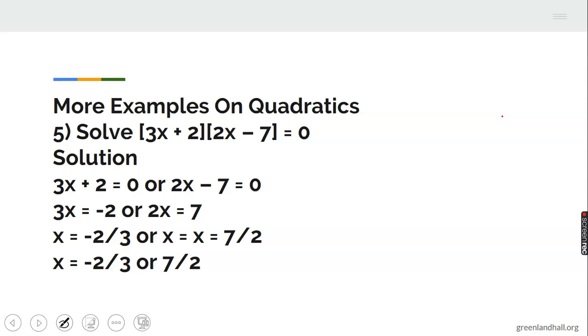Move on. I have this, it has been factorized already. Similarly, it's either 3x plus 2 equals 0 or 2x minus 7 is 0. Making 3x the subject, it will be minus 2 here, and making 2x the subject, you have 7. So 2x equals 7. Now making x the subject here, divide both sides by 3, so it's going to be minus 2 over 3. For this one, divide both sides by 2. You have x equals 7 over 2. So x is either minus 2 over 3 or 7 over 2.